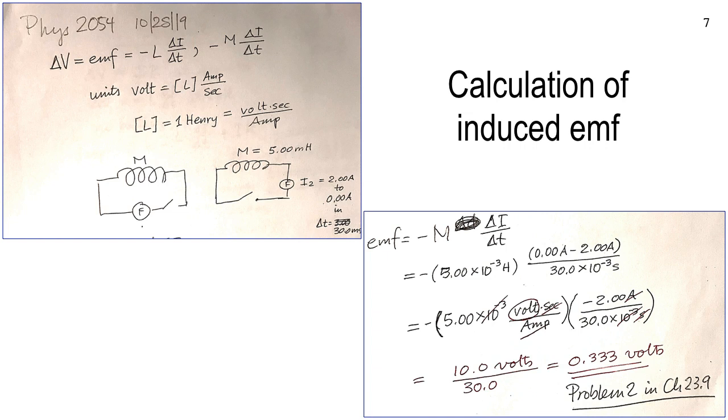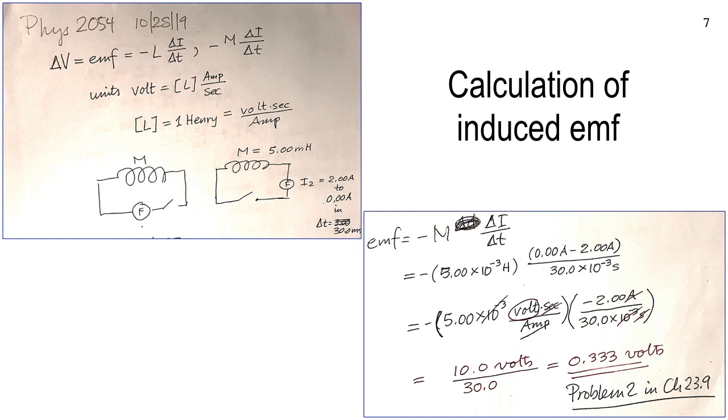Now let's calculate the induced EMF in a circuit. And actually, let me put in the mutual: minus M times delta I over delta T. So that's the basic idea of inductance.